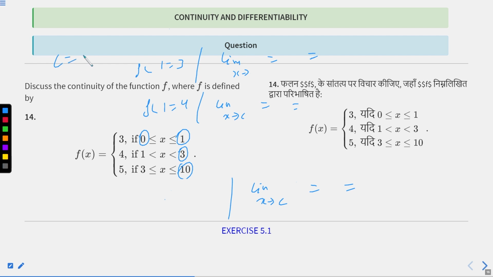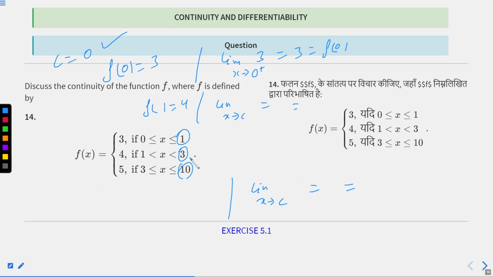Now if c is 0, this means I cannot approach 0 from the left hand side, because there are no points to approach 0 from the left hand side, as the domain is starting from 0 and going to 10. So no left hand approach will be required. Only right hand approach will be required here. And f of 0 will be 3. Limit x tends to 0 from the right hand side, you have only right hand side, this will be 3 and this will be f of 0. So continuous at 0. Okay, clear?